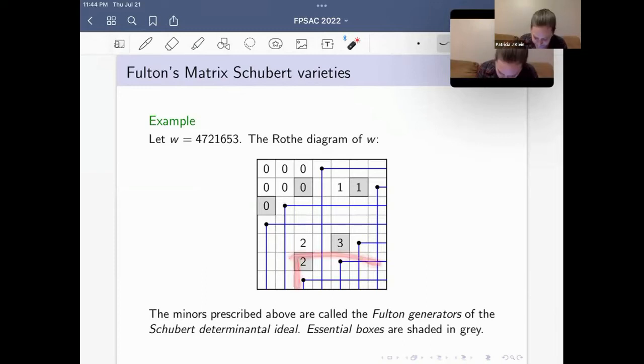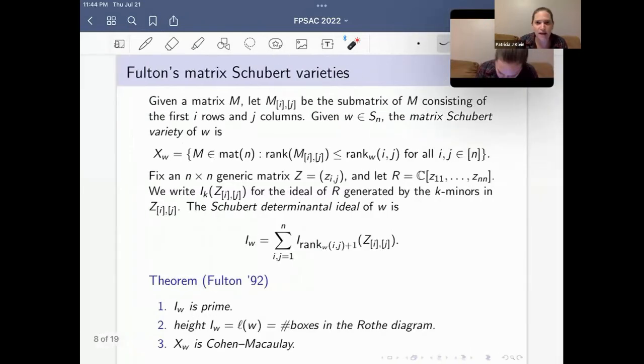Okay, so here's the formal definition of matrix Schubert varieties, which if you've seen it before and want a reminder, here it is. If you haven't seen it before, I would recommend thinking about the example more than about this definition.